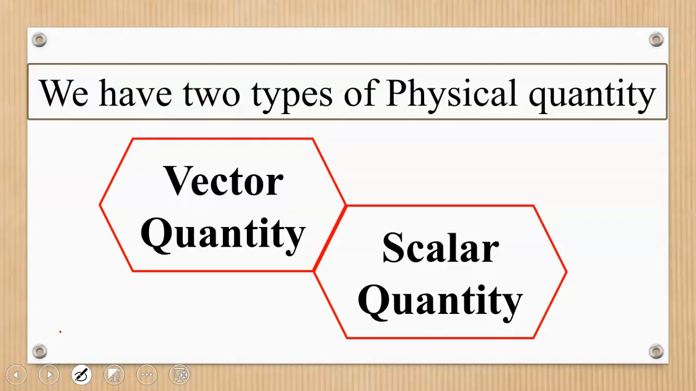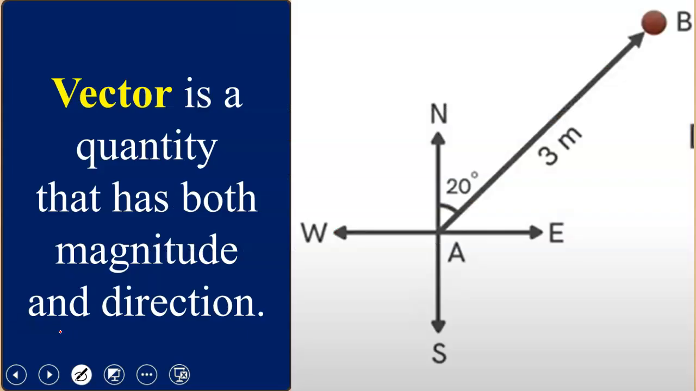When we talk of vectors, they are just physical quantities, okay? And in physical quantities, we have two types: the vector quantity and the scalar quantity. A vector quantity simply means any quantity that has both magnitude and direction. It has magnitude, so the distance here tells us the magnitude of these two points, and it's 3 meters. It also has a direction. From the North Pole, it moved in this direction.